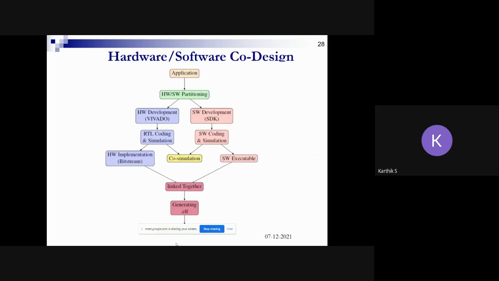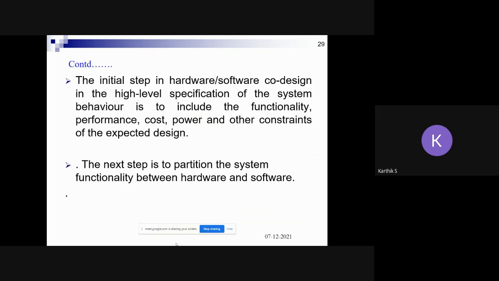This is the main methodology or approach I have used. The application will be partitioned first into hardware and software, and I'll be using two different tools: Vivado, mainly for the hardware development, and the Software Development Kit SDK tool for software development, and finally we do what you call co-simulation.